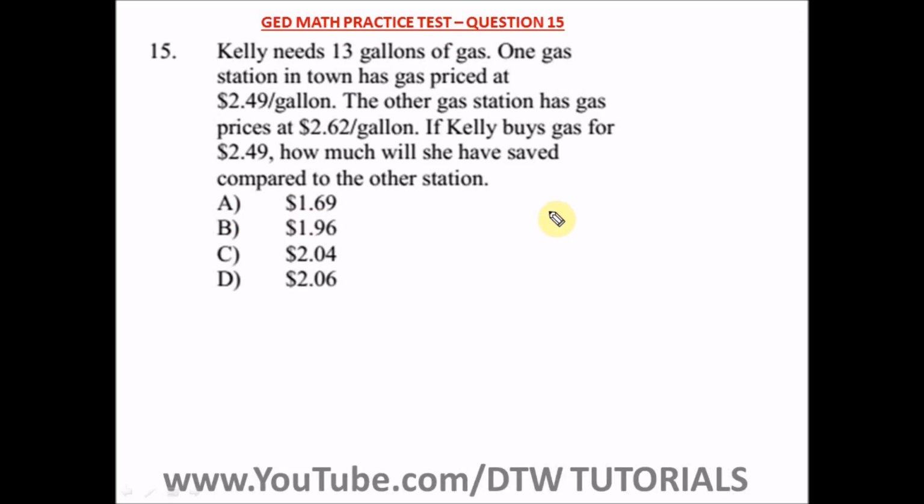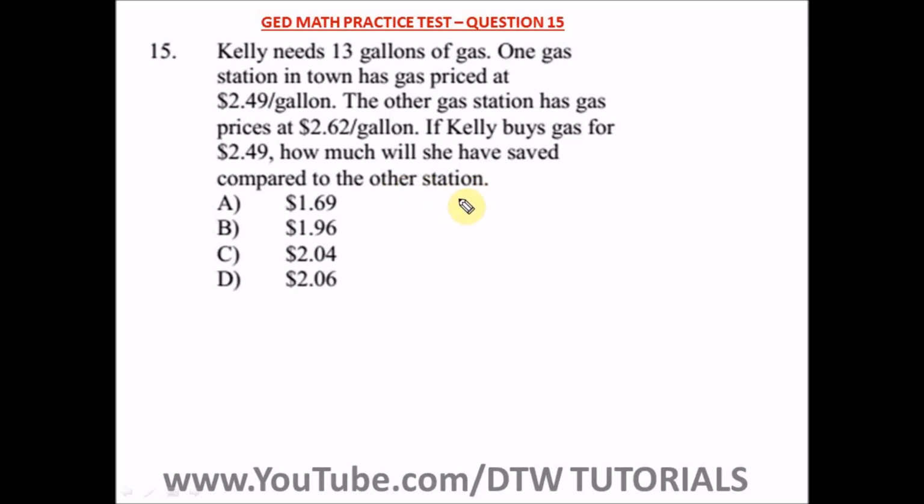Question 15 of the GED math practice test says Kelly needs 13 gallons of gas. One gas station in town has gas priced at $2.49 per gallon. The other gas station has gas priced at $2.62 per gallon. If Kelly buys gas for $2.49, how much will she save compared to the other station?